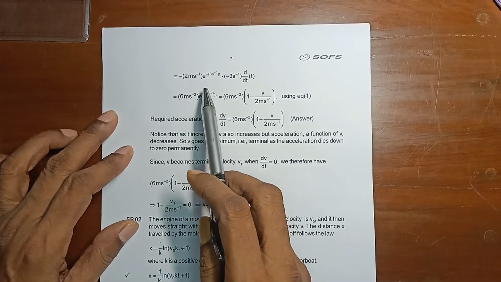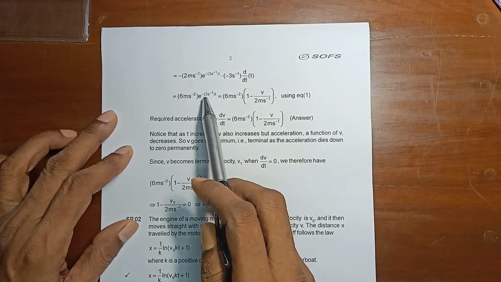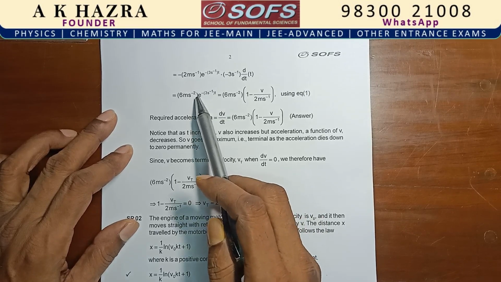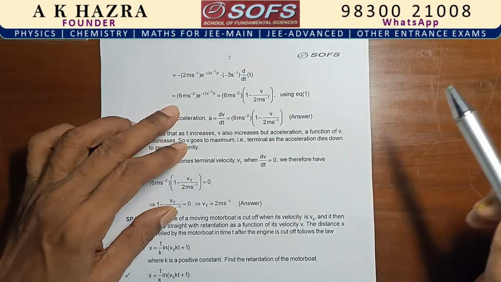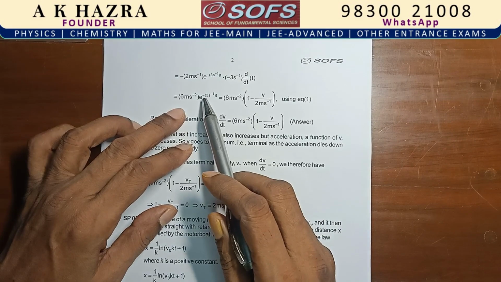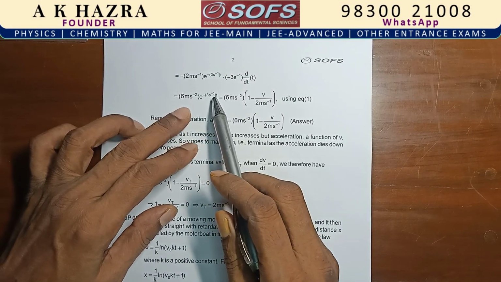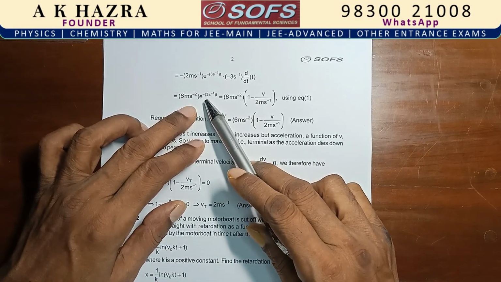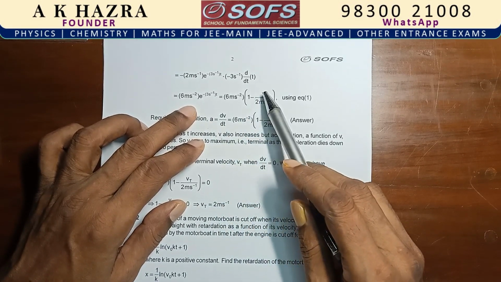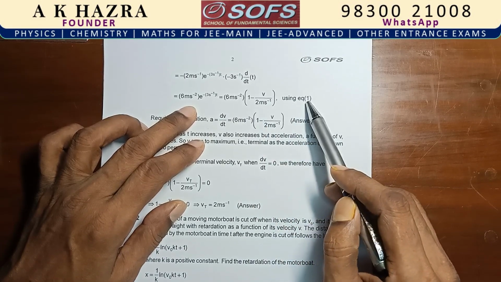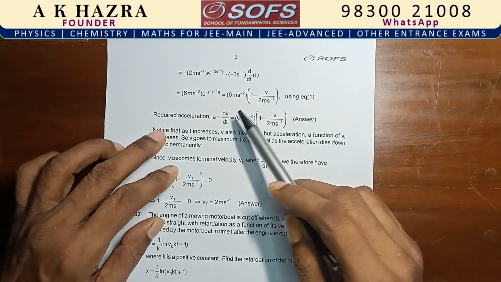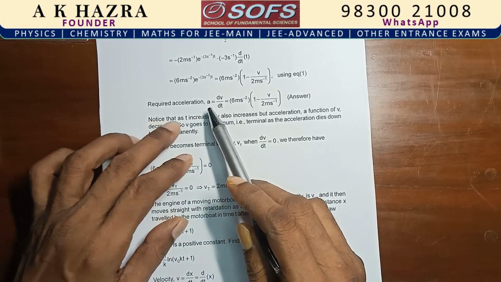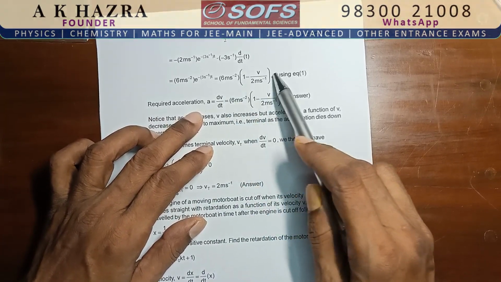to the power minus 3 per second t equals 6 meter per second square, and this e to the power, because it is what is required, acceleration as a function of v. So e to the power minus 3 per second t, you see equation number 1 is replaced by this one, because e to the power minus 3 per second t is equal to 1 minus v by 2 meter per second. You see equation number 1. So it is the acceleration as a function of v. So what is required acceleration? a is equal to dv/dt is equal to this one.